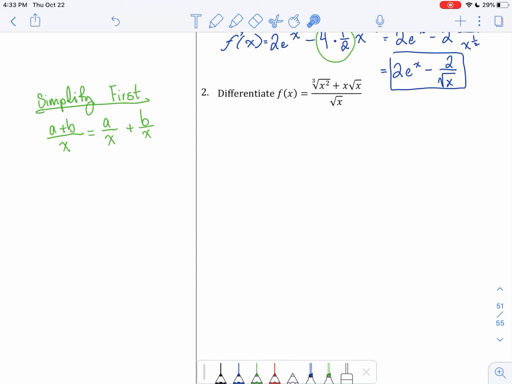If it was the other way around, you can't simplify. So just as a reminder, if you have x over a plus b, no simplifying there. That's as simple as it gets.